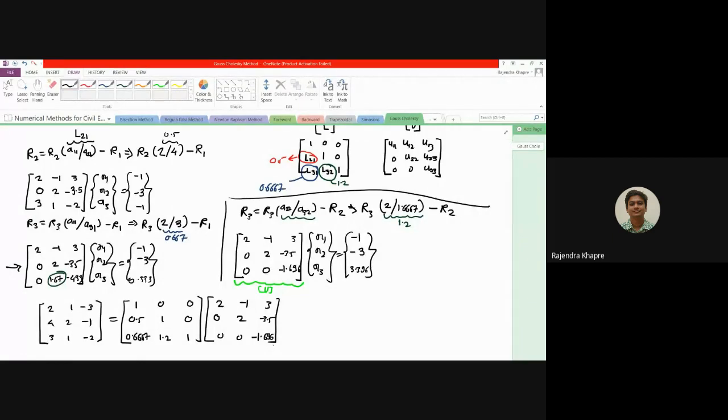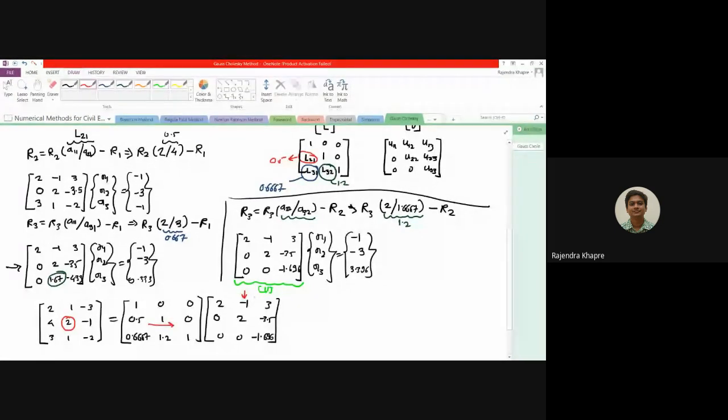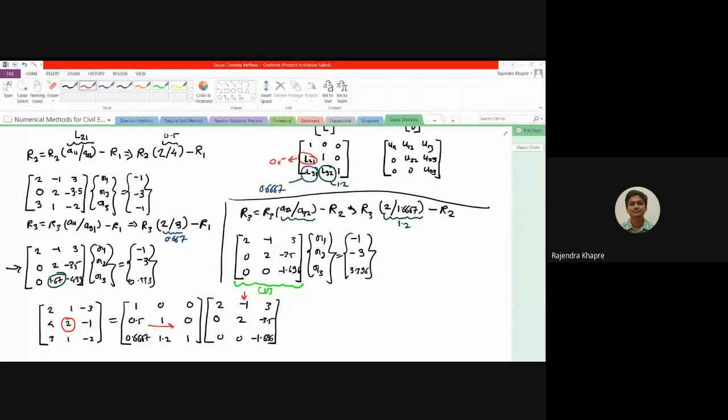Just go for a random check. For example, if you take this central element, it will be the product of this row with this column. Please do the calculations and see whether you are getting 2 or not. If it is not coming, then you have made some mistake. I feel something is wrong. Check some other elements too, cross check.